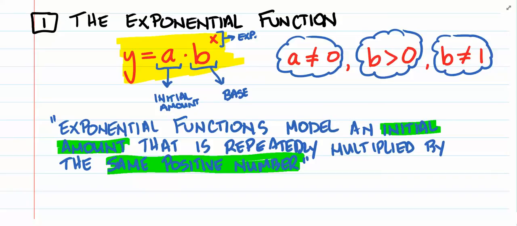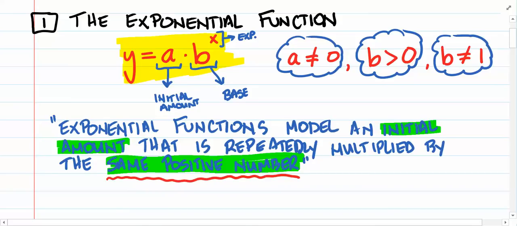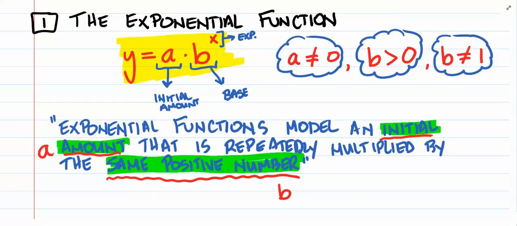So I want to read this to you and see if this makes sense. Exponential functions model an initial amount, that's the a part that I was referring to, that is repeatedly multiplied by the same positive number. So the same positive number is referring to the b in the equation. The initial amount is referring to the a in the equation up above. So this is our form of an exponential function. It's y equals a times b, all raised to the x power. A cannot be 0. B has to be positive or greater than 0, and b has to not be the number 1.